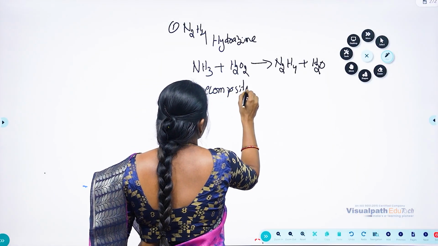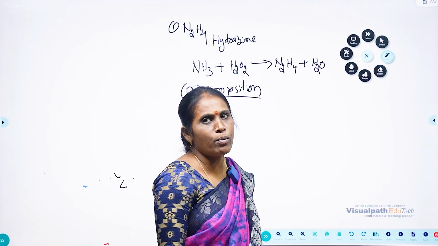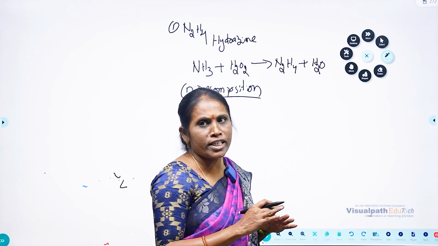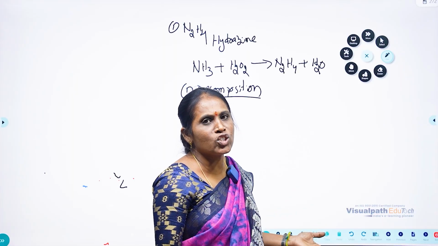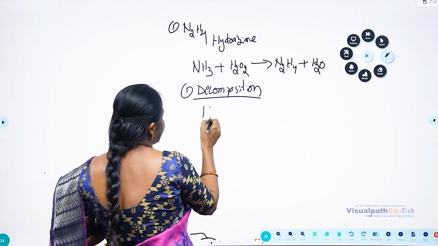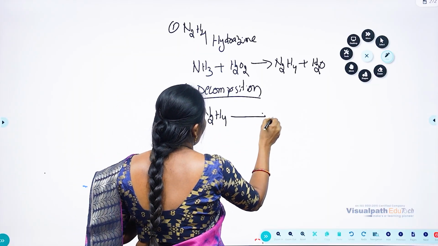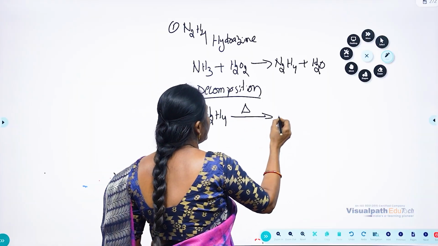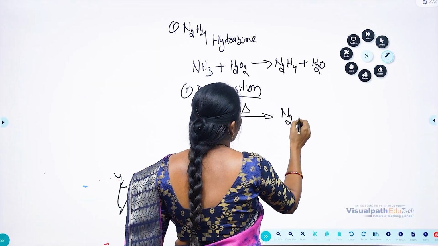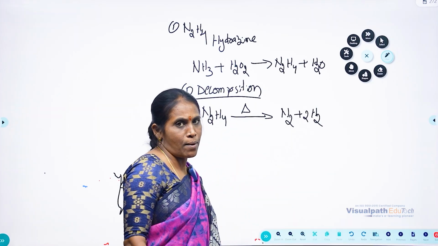Decomposition reaction. So what is the meaning of decomposition? Decomposition means a large molecule is converted to small molecules. So here we take hydrazine, the N2H4 molecule. Here it undergoes decomposition, then it forms N2 and H2 molecules. Okay, it is known as decomposition.